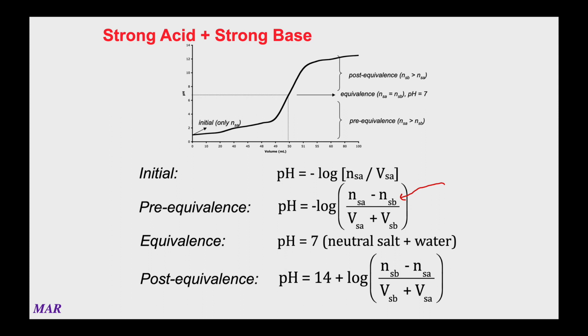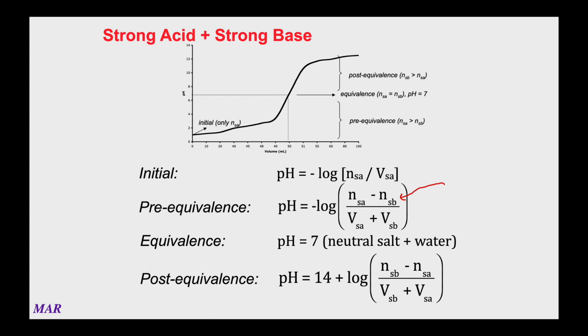Concentration is always moles over volume, so you have to take into account both the volume of strong acid plus the volume of strong base added to that point. The equivalence point for strong acid plus strong base, as well as strong base plus strong acid, is going to be 7, and that's kind of cool.